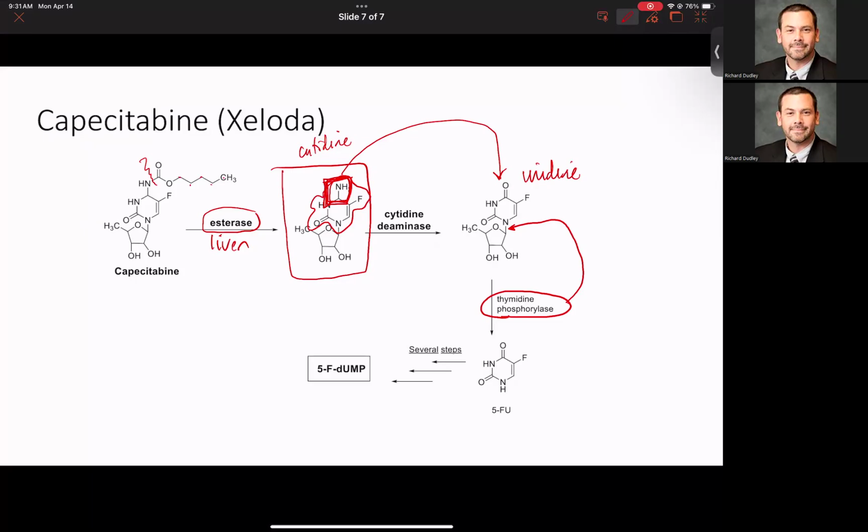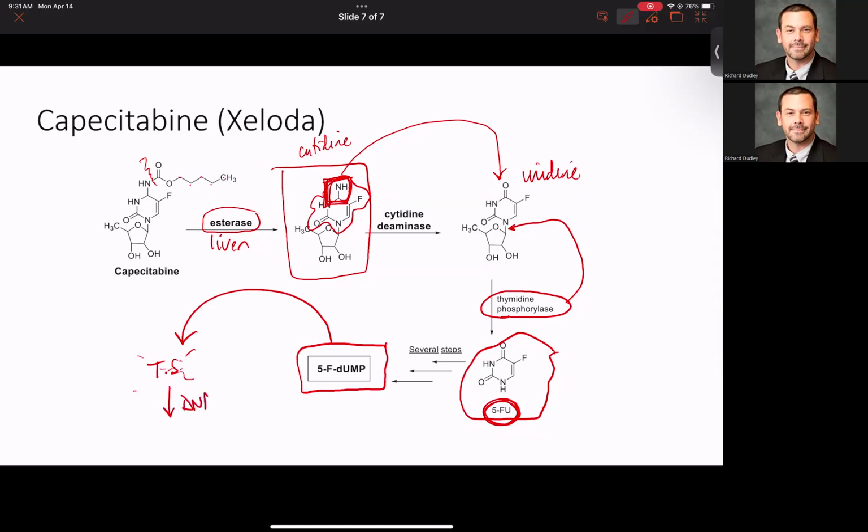from the pyrimidine. And what are we left with? After all of this, we have 5-fluorouracil. Okay. 5-fluorouracil then will get enzymatically activated by the addition of a deoxyribose and a phosphate to afford us with 5-fluorodeoxyuridine monophosphate. And then this is the molecule that will go on to inhibit thymidylate synthase. And then that will decrease DNA synthesis. Right? So this is an oral formulation of 5-fluorouracil.